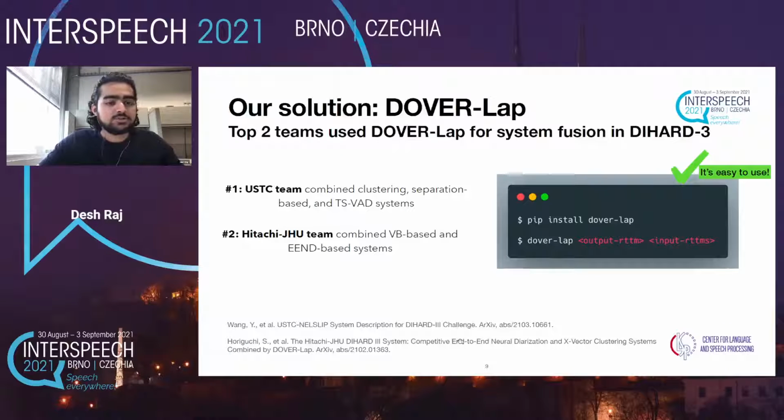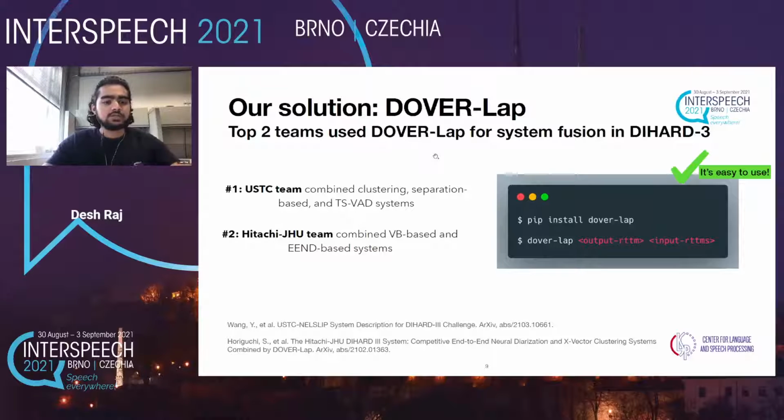This brings us to DOVERLAP, which was the solution that we proposed for this combination question in IEEE SLT earlier this year. DOVERLAP was inspired by a similar technique called DOVER, which was a method introduced in ASRU 2019. But DOVER could not handle overlapping speech while DOVERLAP could. That was the key difference, and some other methods that I'll go into detail later.